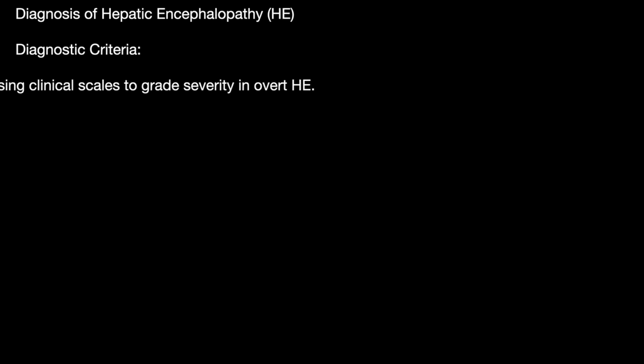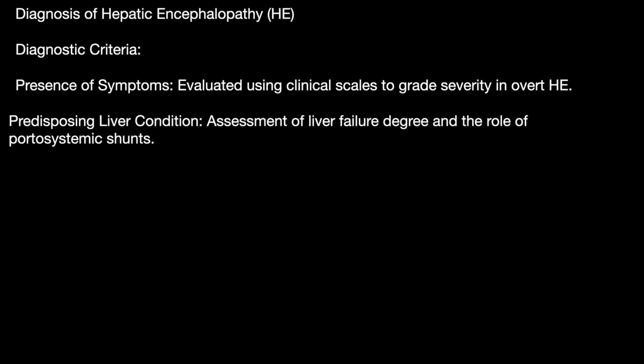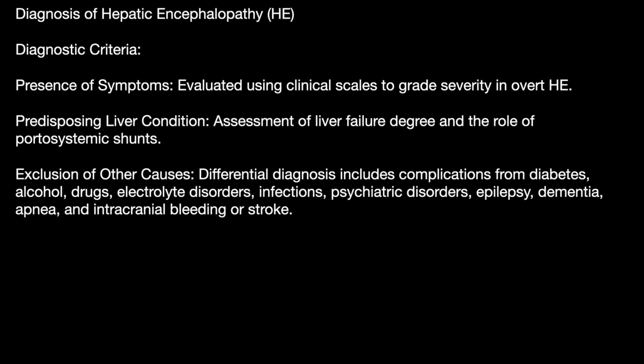So how to diagnose? The diagnostic criteria is presence of the symptoms, that is evaluated by clinical scales to grade the severity of the overt HE, predisposing liver disease condition which must be present, and the exclusion of other factors. This is very important. You must also exclude conditions like uncontrolled diabetes, alcohol abuse, drug abuse, electrolyte impairments, severe infections, psychiatric disorders, epilepsy, dementia, apnea, IC bleeds, and stroke, which are again very commonly associated with a CLD patient.